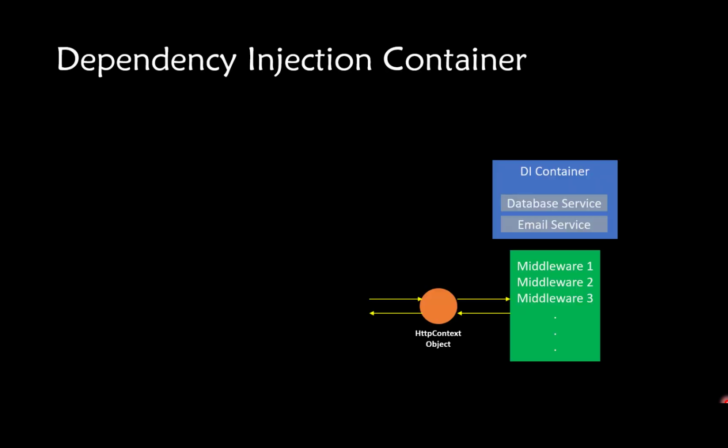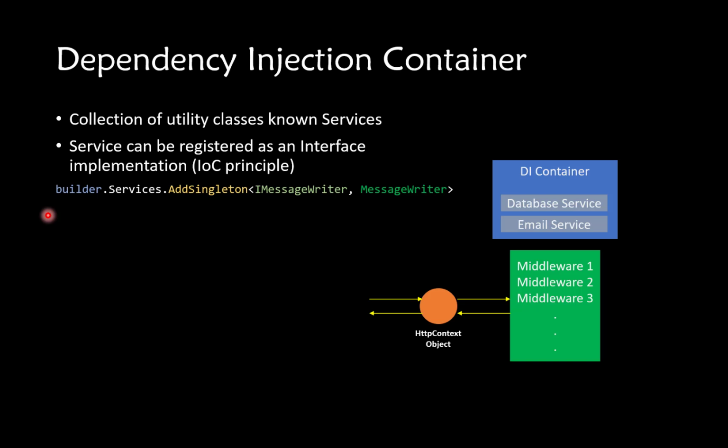The next concept is dependency injection container. It's basically a collection of utility classes known as services. In your web application, you might require services like database service, logging service, these reusable components which you want to use all over the place. So you can register a service in the dependency injection container using a statement something like this. You can declare an interface and you can register an implementation of it. So this way you can implement inversion of control using the dependency injection services.